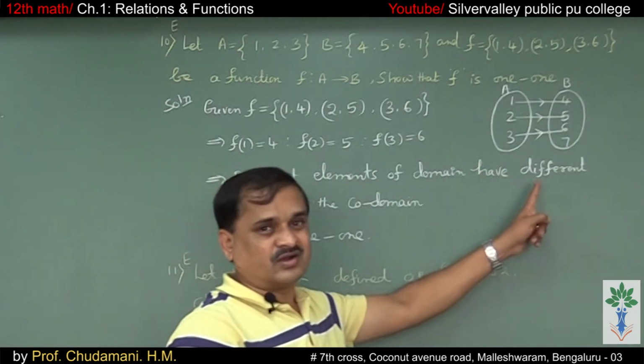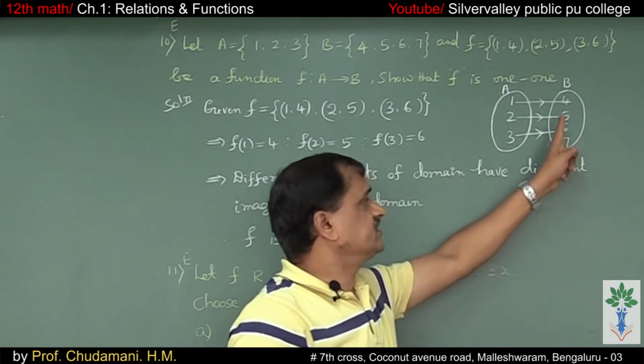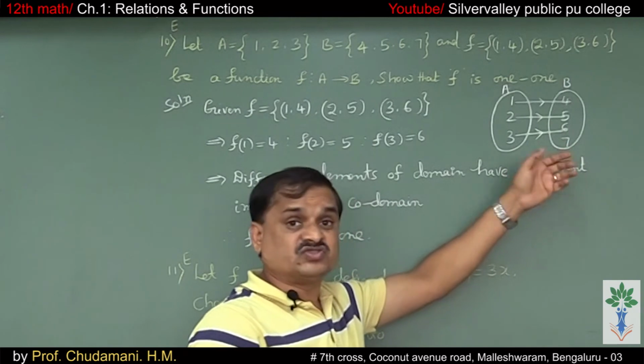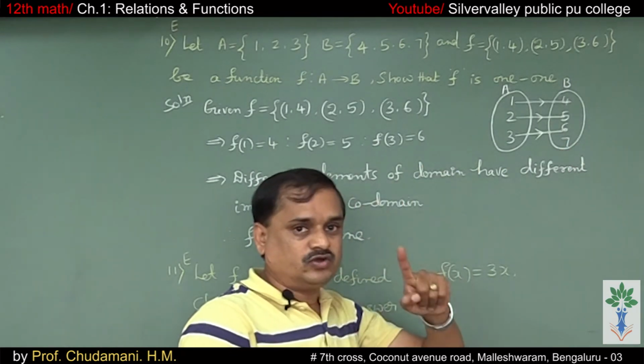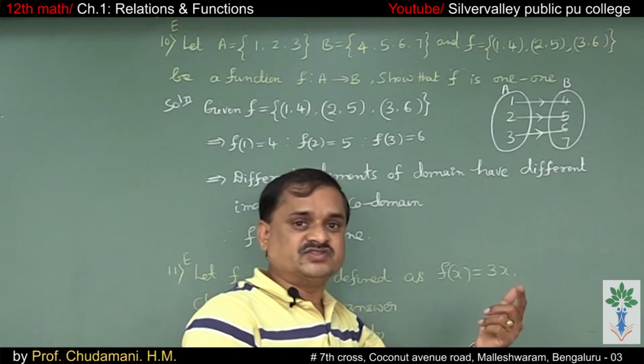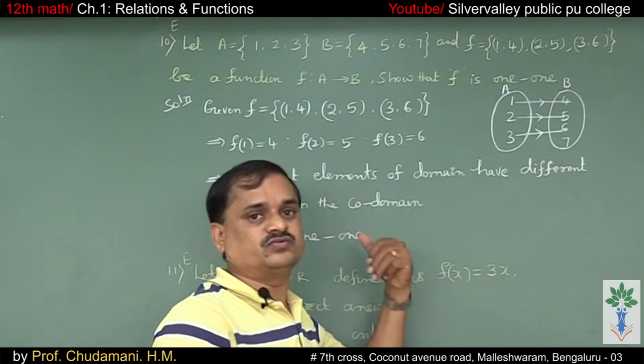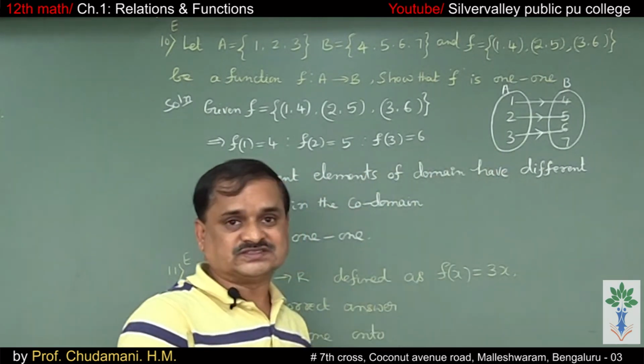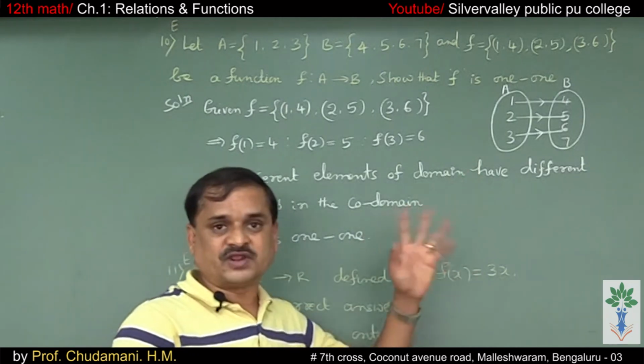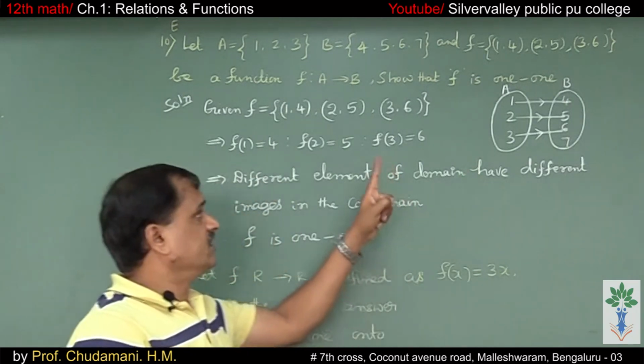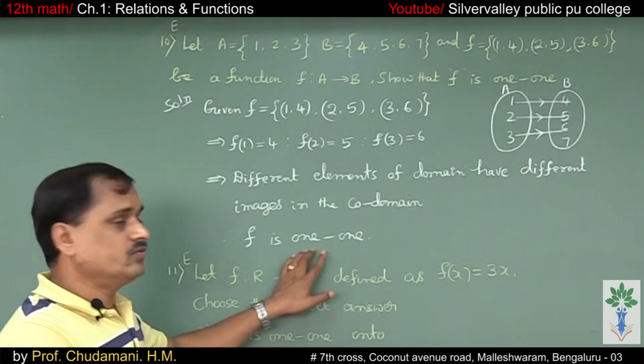But it is not onto. Why? Because 7 is left out in B. 7 has no pre-image. Onto means every element in set B has at least one pre-image in set A. But 7 has no pre-image. That's why it is not onto. It is only a one-one function.